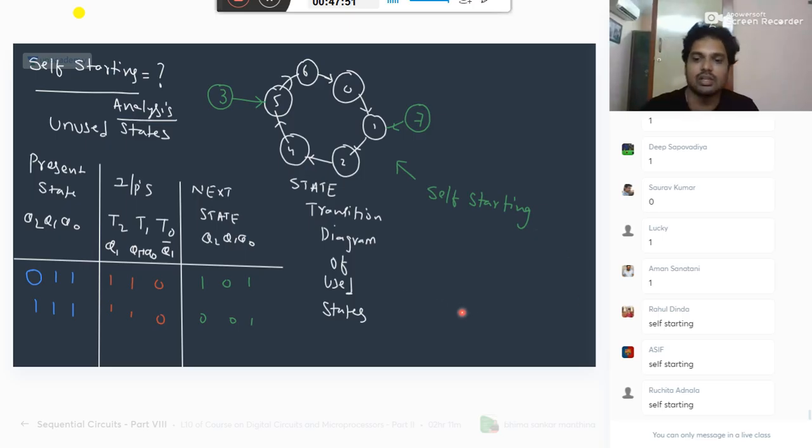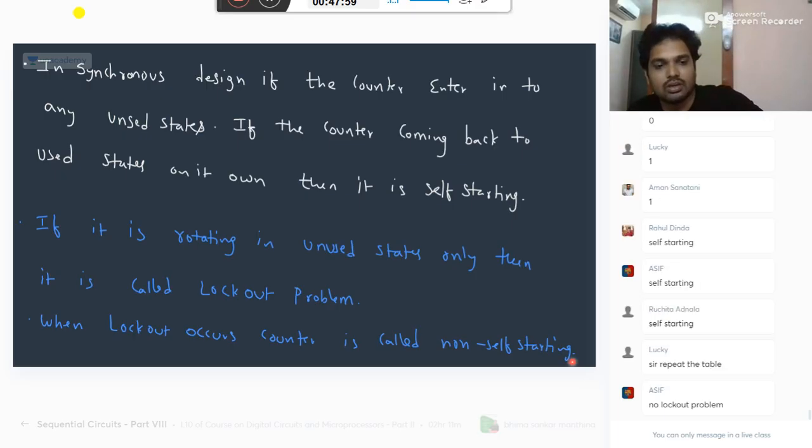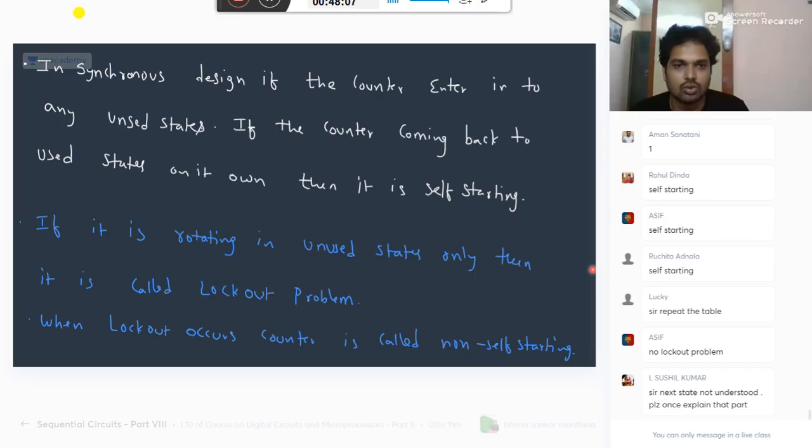Why is it called self-starting, sir? I will give you the points now. Let's see, 1 minute. Just go through the points. In the synchronous design, if the counter enters into any one of the unused states, and comes back to the used states on its own, without you doing anything from your side, then it is called self-starting. Up to this line, it is sufficient now.